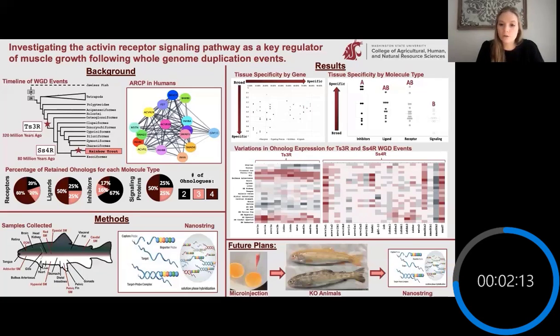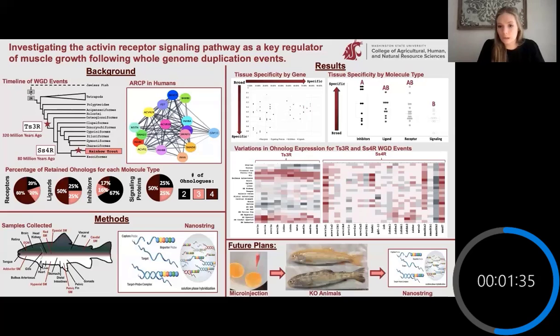Now, when choosing how to assess evolution following whole genome duplication, we chose to look at a cell signaling pathway, specifically the activin receptor signaling pathway. Pictured here is a human protein interaction network of the genes associated with this pathway. And as you can see, it is very complex. But in rainbow trout, this pathway is exponentially more complex, as rainbow trout have retained 2 to 4 ohnologs of each gene. And this complexity is exactly why we chose to use a cell signaling pathway, as under whole genome duplication scenarios, entire gene networks are simultaneously undergoing functional evolution, and therefore changes in one member will directly affect another.